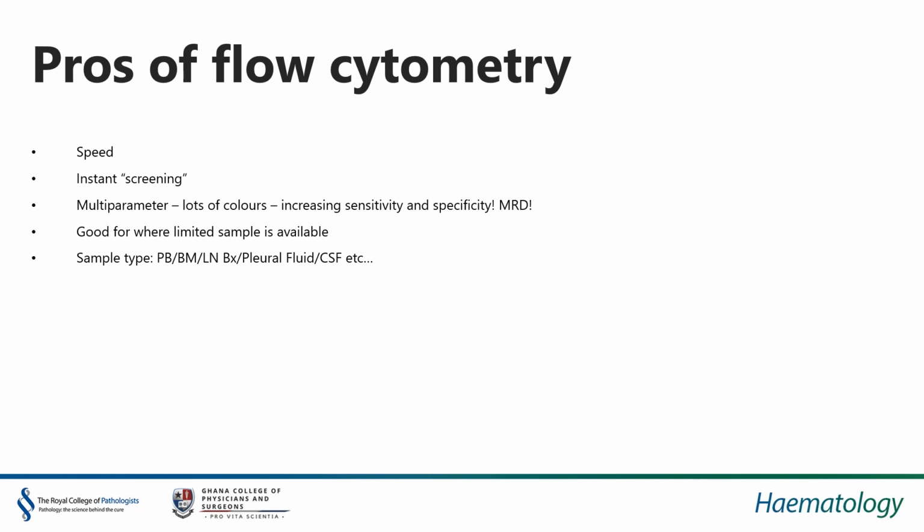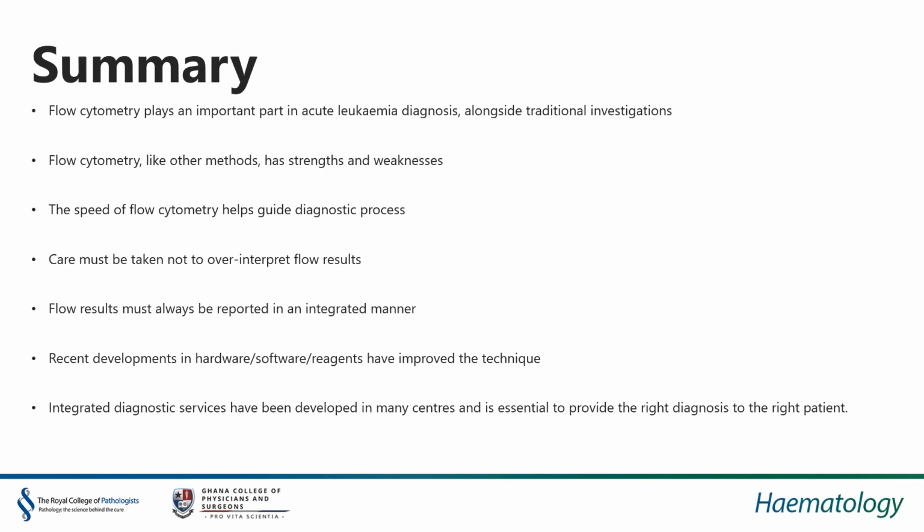So really, to summarize, flow cytometry does play a really important part in acute leukemia diagnostics, but it is alongside traditional investigations and more specialized investigations such as cytogenetics and molecular testing. Like every other method of diagnostic pathology, flow cytometry does have its strengths and its weaknesses. However, the speed of flow cytometry will help guide the diagnostic process. You have to be very careful not to overinterpret flow reports and flow plots.